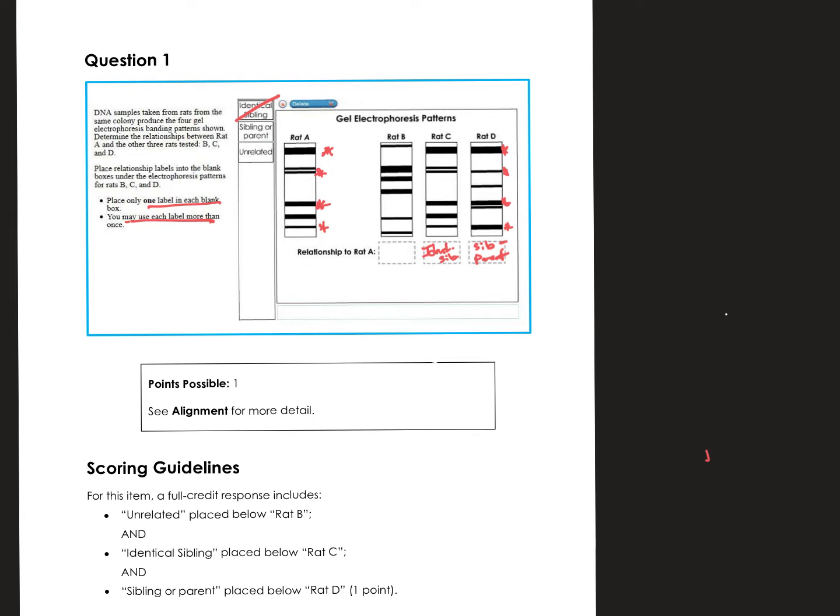All right, so that takes care of 2 of the 3. The next question is this rat B, is it a sibling or parent? We know it's not identical. Is it a sibling or parent, or is it unrelated? Well, how do I know it's not identical? Well, look at it. It's not identical to this.